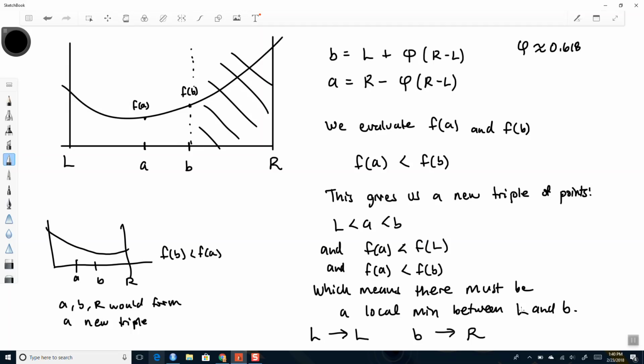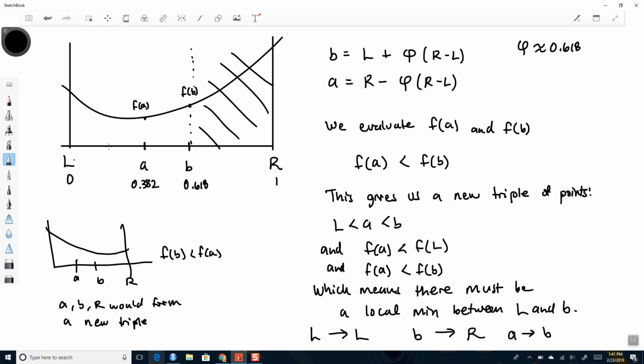And here's the genius of the golden ratio, is that A will become the new B, because if A is the golden ratio from R to L, so it was like 0.618, technically, if this is at 0 and this is at 1, then B is at 0.618, and this is at 0.382. Is that right? Okay. 0.382 is the golden ratio squared.